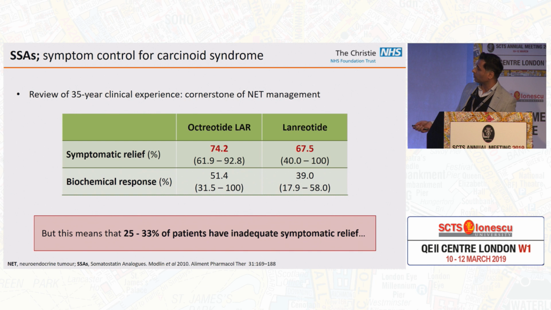So we get control of symptoms in about 3/4 to 2/3. We control the biochemical response in about 50% of patients. So it's pretty good. We can control the syndrome. But of course, that means that 25 to 33% of patients aren't getting adequate control.